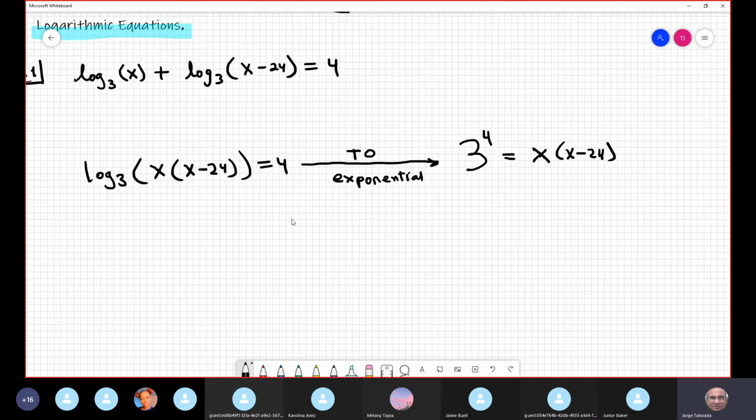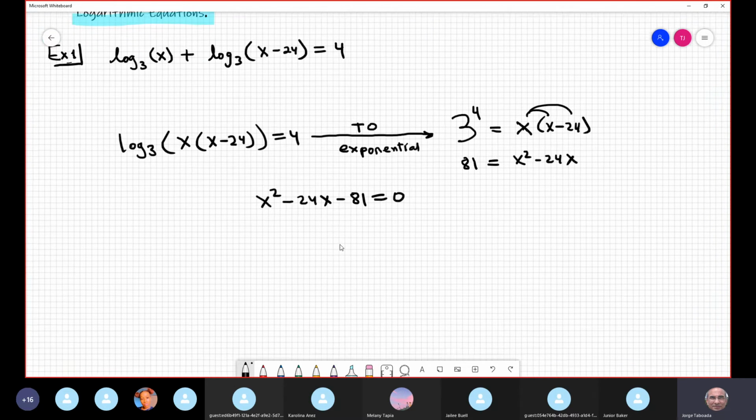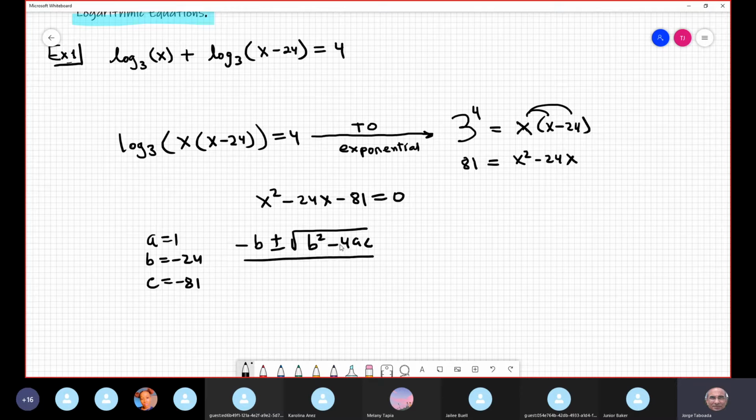Okay, 3 to the 4th power is 3 times 3 times 3 times 3, which is 81. And you apply the distributive property: x squared minus 24x. Wow, this is a quadratic equation, professor. So x squared minus 24x minus 81 equals 0. I put it in standard form. Now, by factorization, oh, I have no idea. Maybe the quadratic formula is much better for me. Identification: a is 1, b is negative 24, and c is negative 81. And you apply the quadratic formula for solving the quadratic equation.